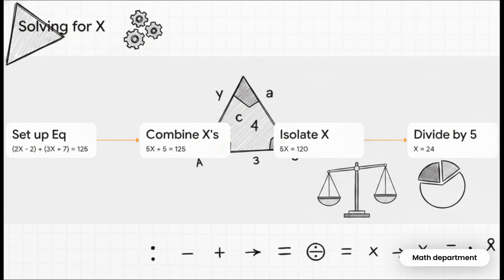So, writing that down, we have 5x plus 5 equals 125. We subtract 5 from both sides, leaving 5x equals 120. Divide by 5, and we get x equals 24. Beautiful, logical, step-by-step problem solving.